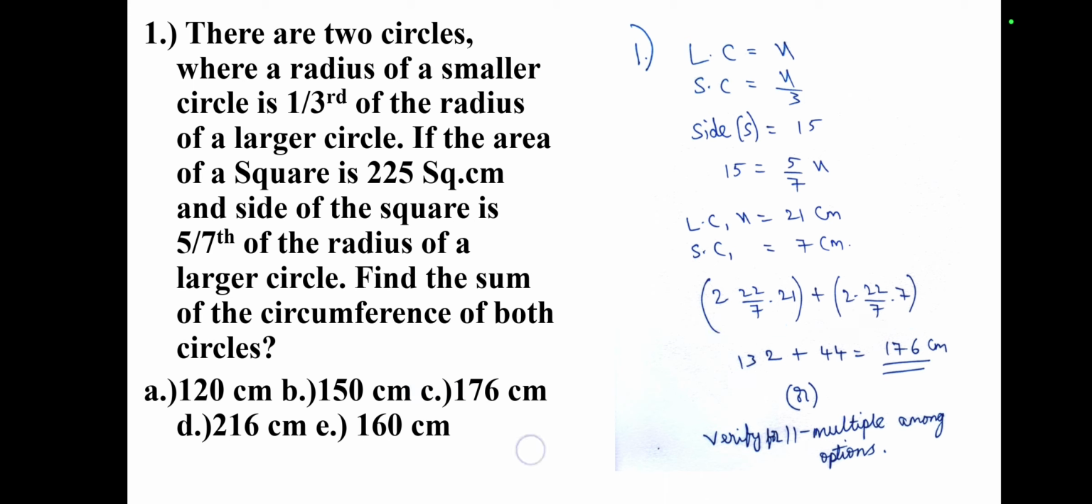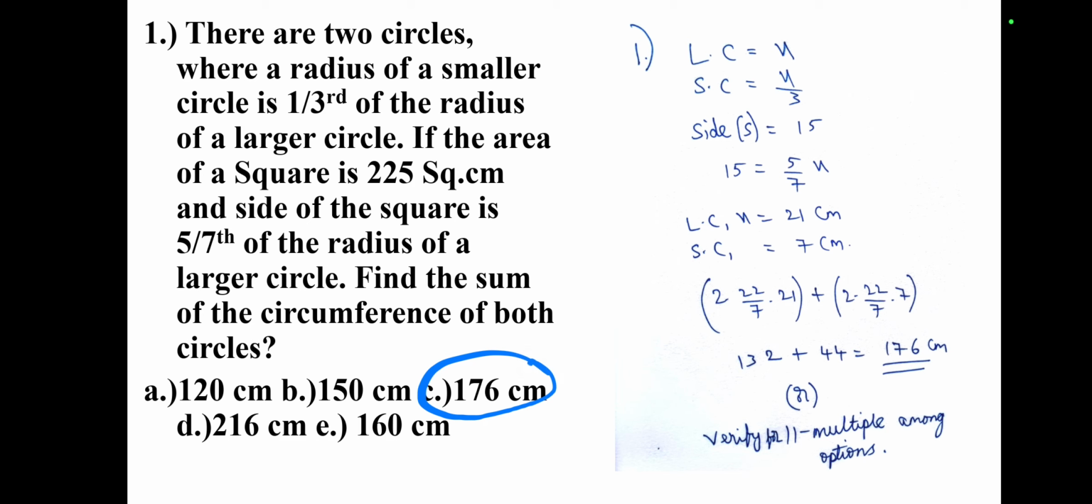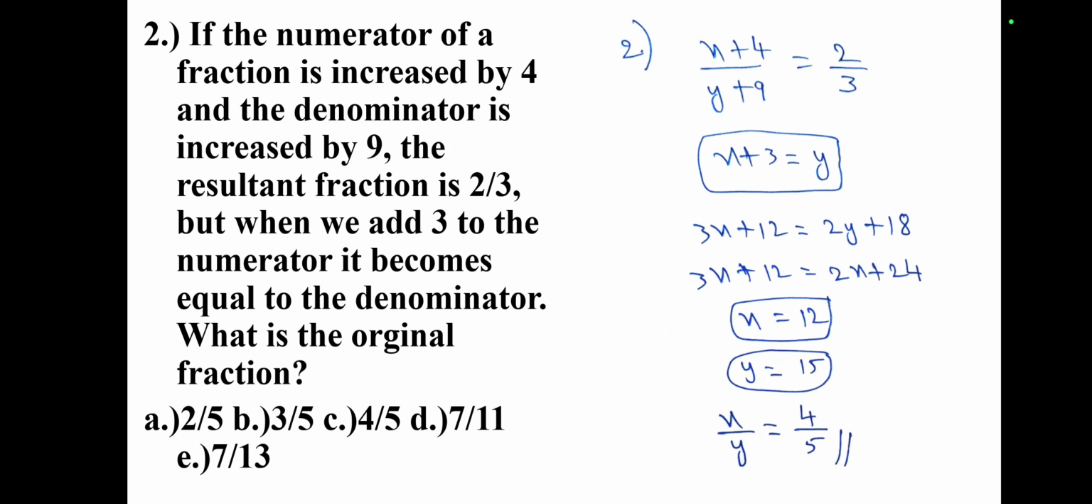Instead of doing all these things, we can verify with 11 multiple, because in the question we were asked to find out the circumference. Circumference means 2 into pi into r. Pi means 22 by 7. 22 is an 11 multiple. So we can simply verify for the 11 multiple. There is only one option which is an 11 multiple among the options, that is 176. Moving to the second question.